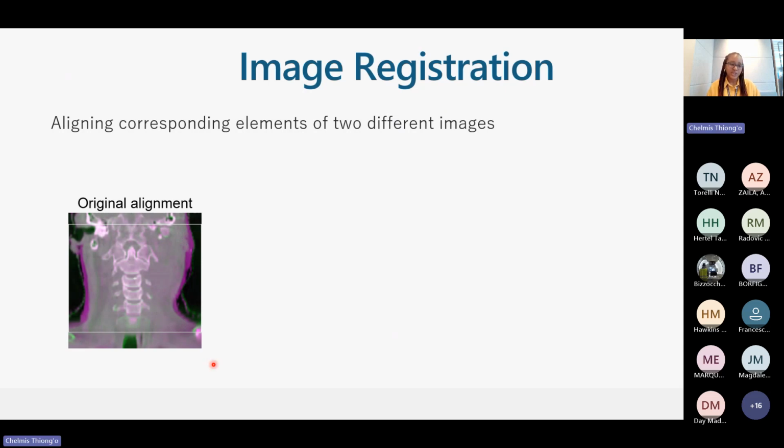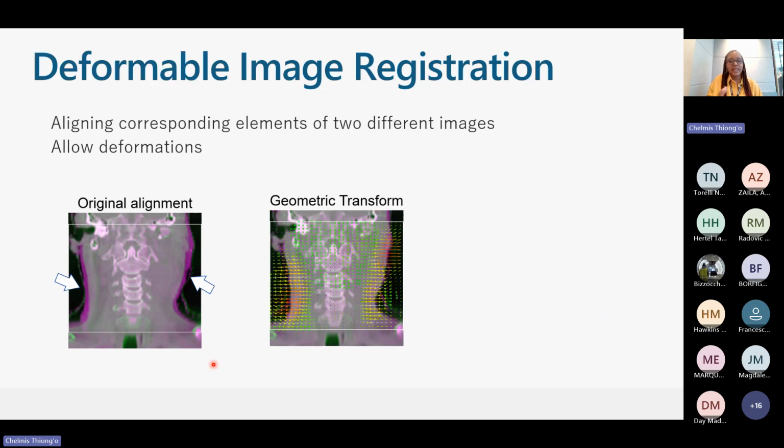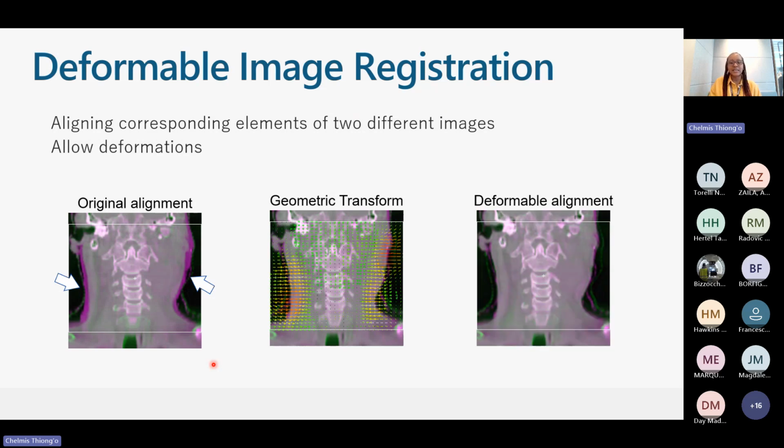To account for changes in anatomy, we can align corresponding elements of two different images. If we place them on top of each other, they may not align completely, such as the edges in this image. But if we allow for more degrees of alignment through deformable registration, we can end up with a transform that better aligns the source and destination CT scans. However, some anatomical changes that are typical in the re-irradiation setting challenge the assumptions of the common registration algorithms that we have right now.